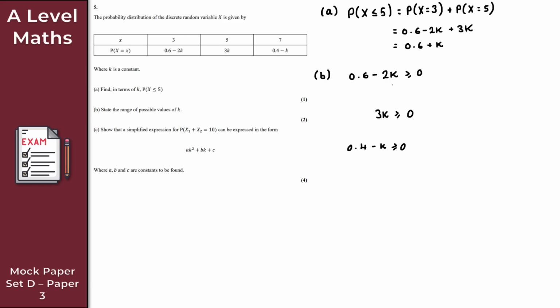So you would add 2k to both sides. 0.6 is greater than or equal to 2k. That is the same as saying that k is less than or equal to 0.3, dividing both sides by 2. So k is less than or equal to 0.3 for this inequality. For this one, nice and straightforward, k is simply greater than or equal to 0, just dividing both sides by 3.